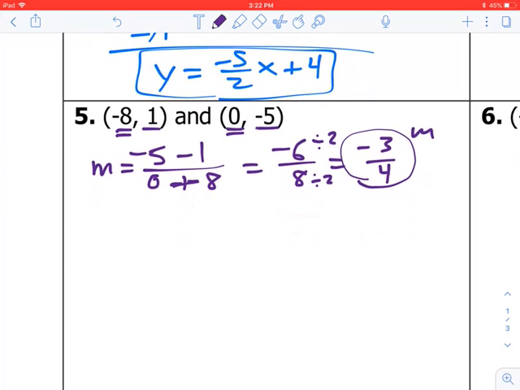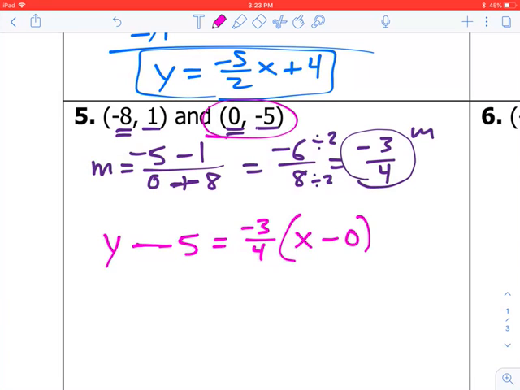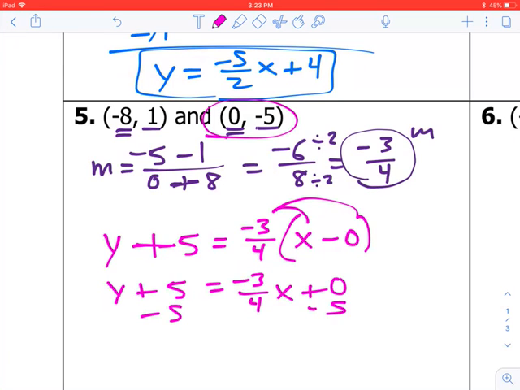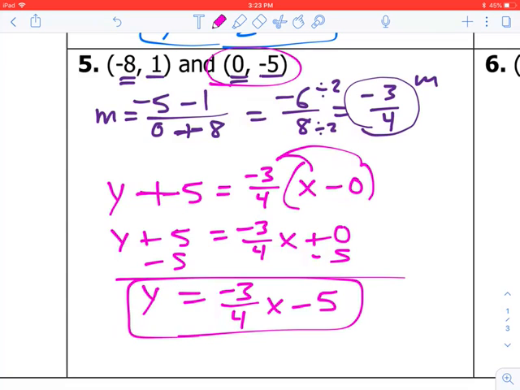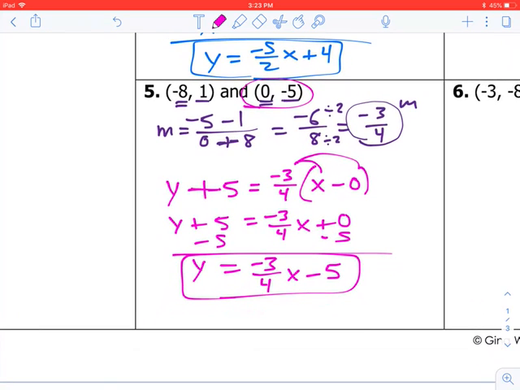And so I'm going to actually use the 0 one because I like the number 0 anytime I can get it. So y minus the y value, which is negative 5, equals negative 3 over 4 times x minus 0. Okay, so that becomes plus, so y plus 5 equals negative 3 over 4x plus 0. And so subtract 5, and I end up with y equals negative 3 over 4x minus 5. And there we are. Okay, so let's go to the back side.